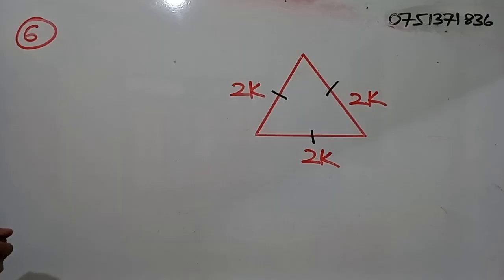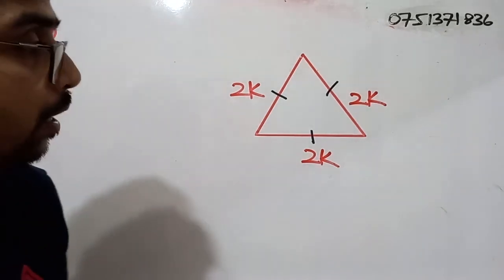Question number 6. The perimeter of an equilateral triangle is 624 centimeters. And also we have been given the height of the triangle, which is k square root 3 centimeters. So where k is a constant. What is the value of k?